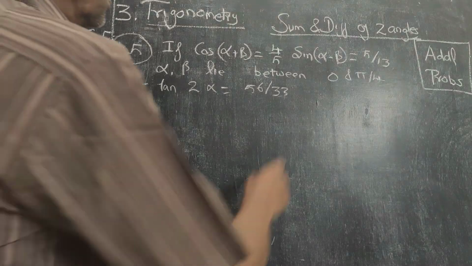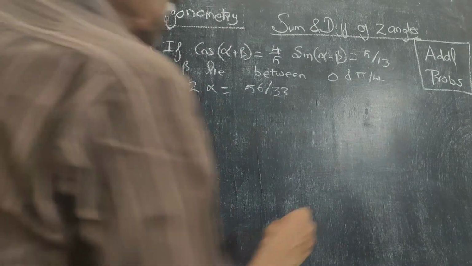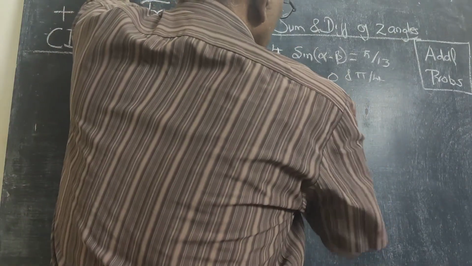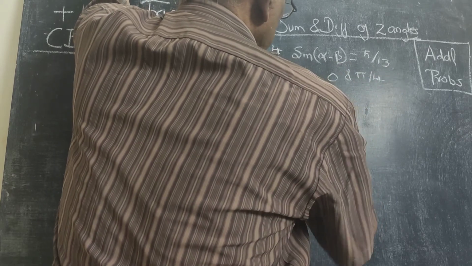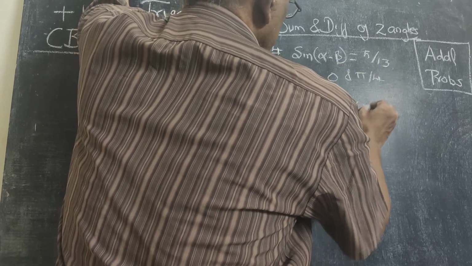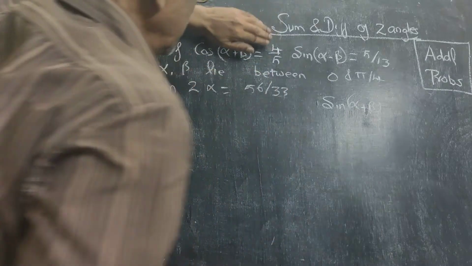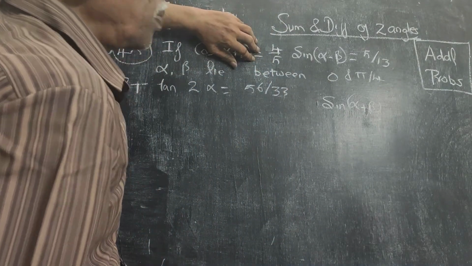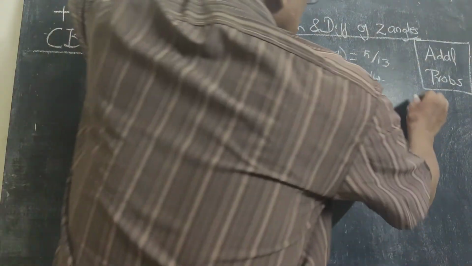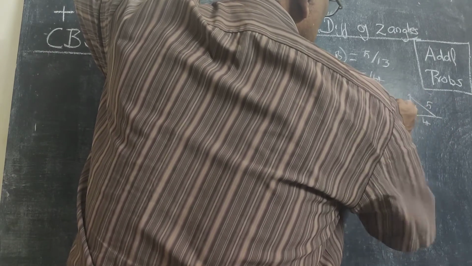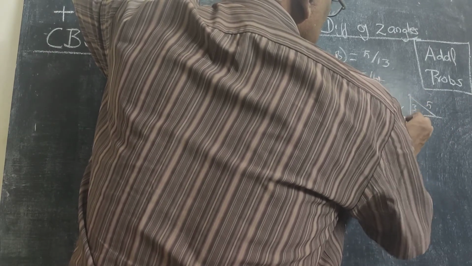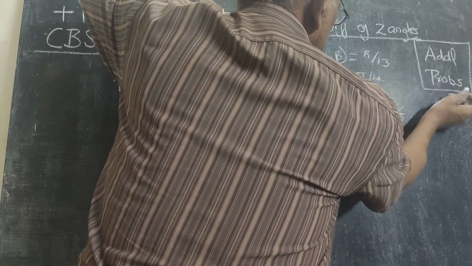Let us find out cos(alpha plus beta) is given. Then what is cos(alpha minus beta)? Sin(alpha plus beta), you consider the entire thing as theta. Cos theta equal to 4 by 5. Therefore, in the right triangle, if this is 4 and this is 5, this is 3. Therefore, this must be 3 by 5.